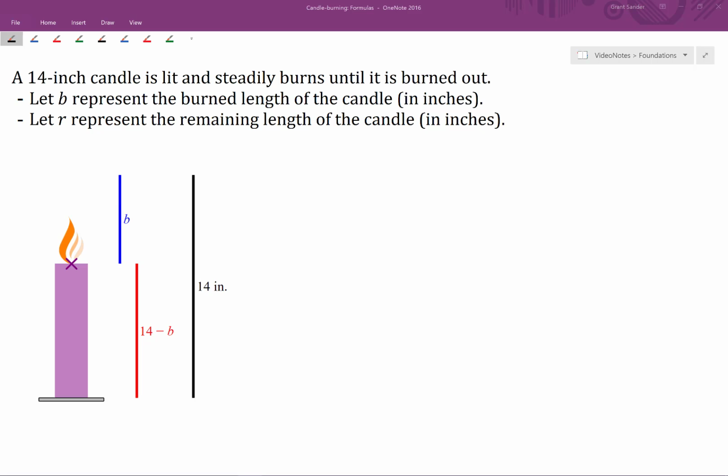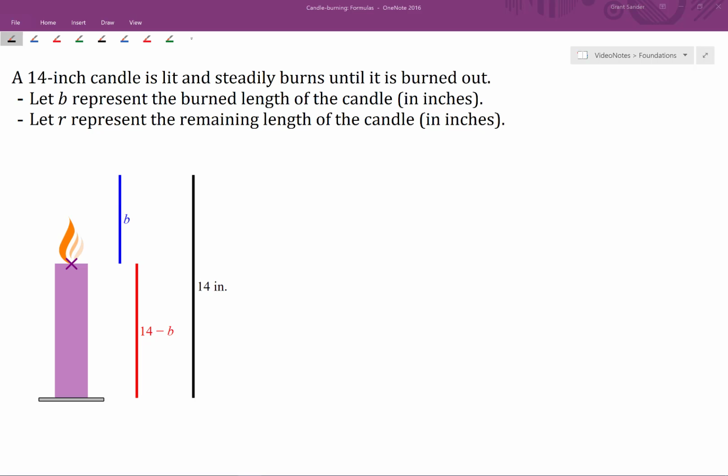In this video, we're going to look at the idea of formulas. So suppose a 14-inch candle is lit and steadily burns until it is burned out. We will let the variable b represent the burned length of the candle in inches, and we'll let r represent the remaining length of the candle in inches. So as the candle burns, b and r both vary.